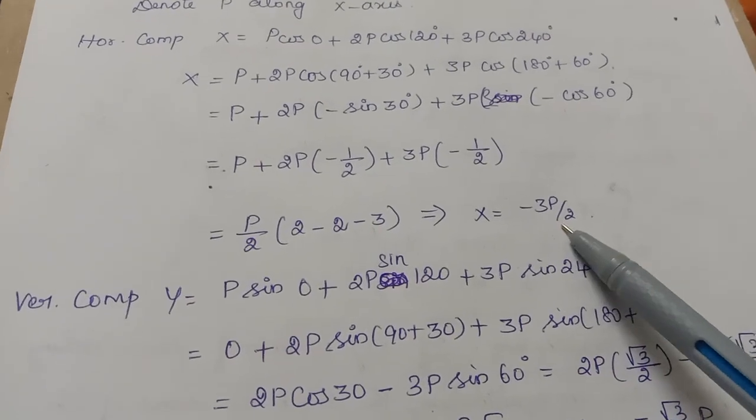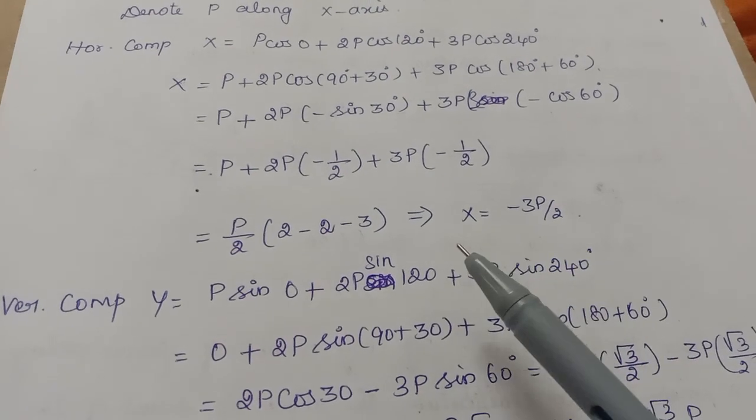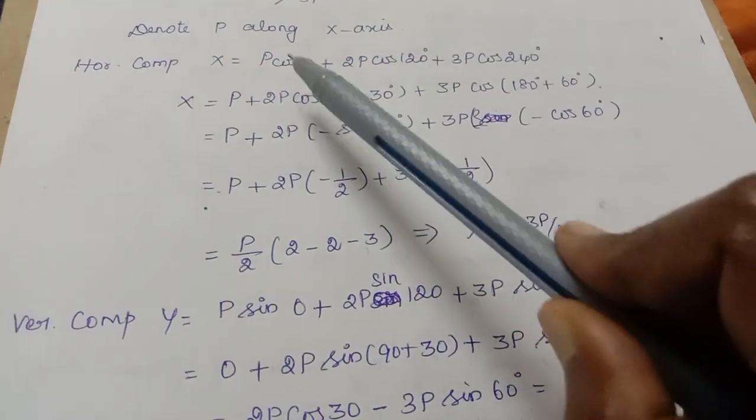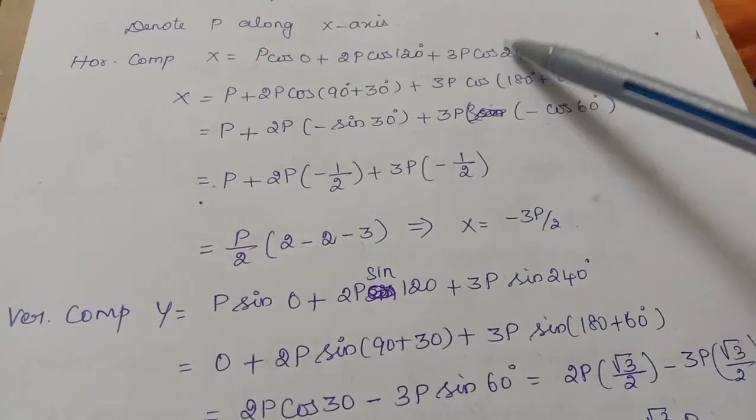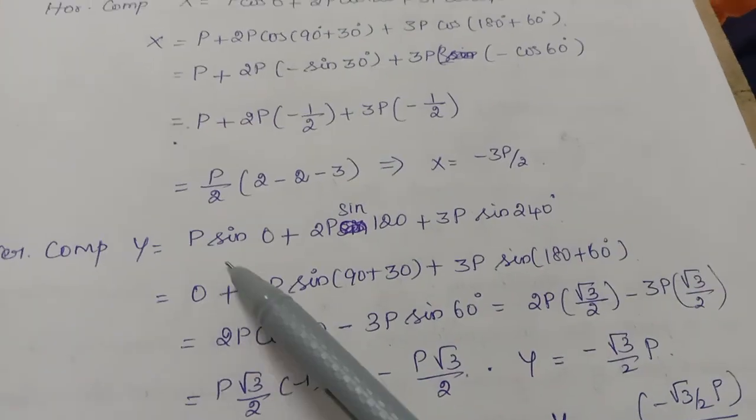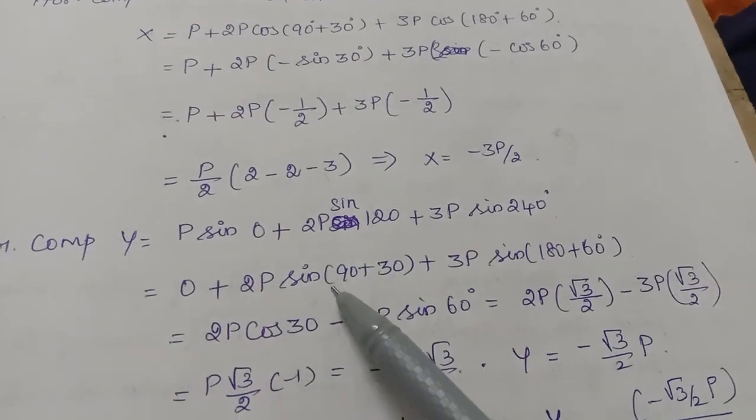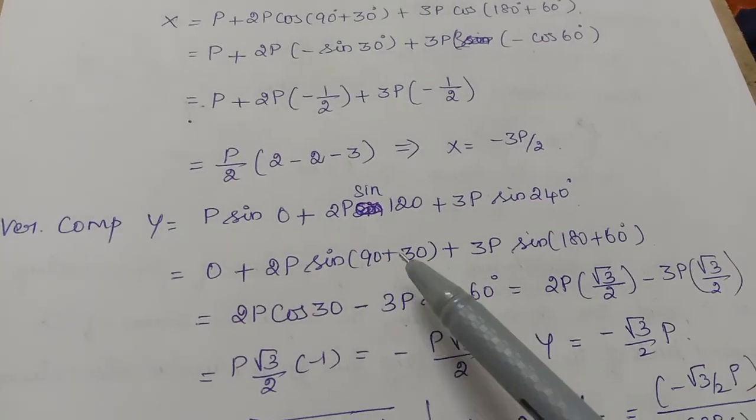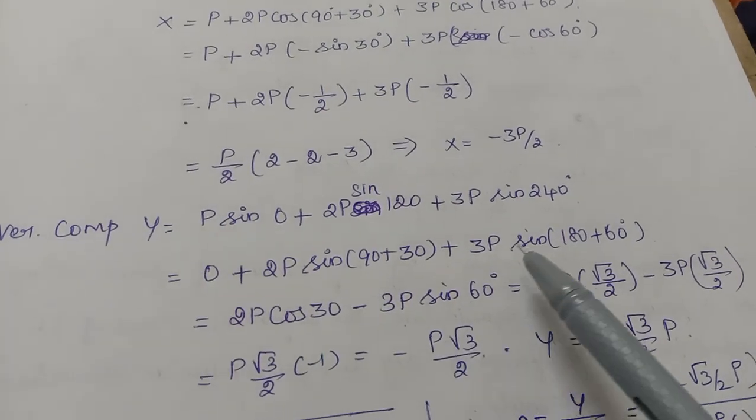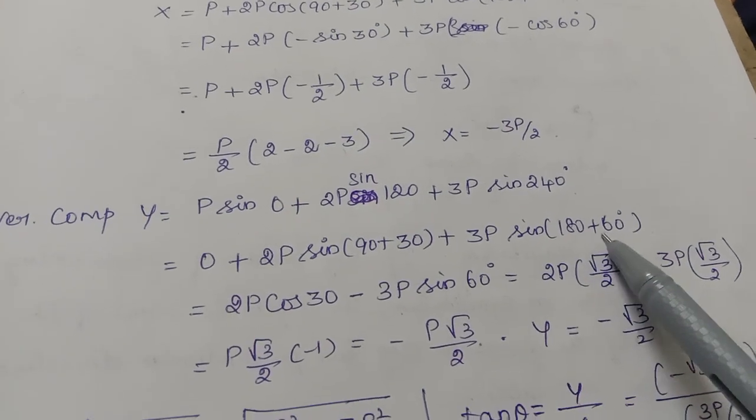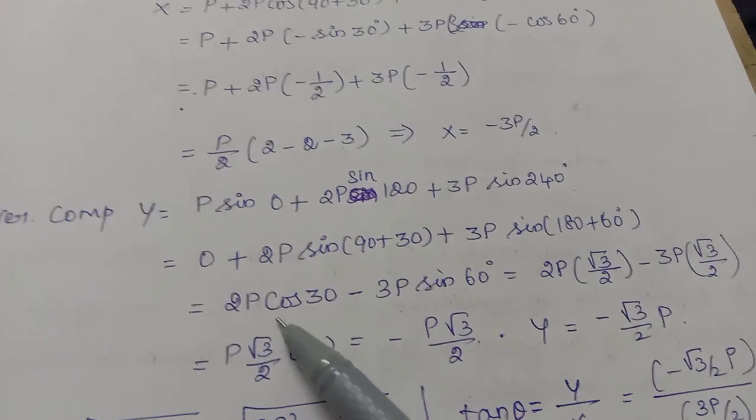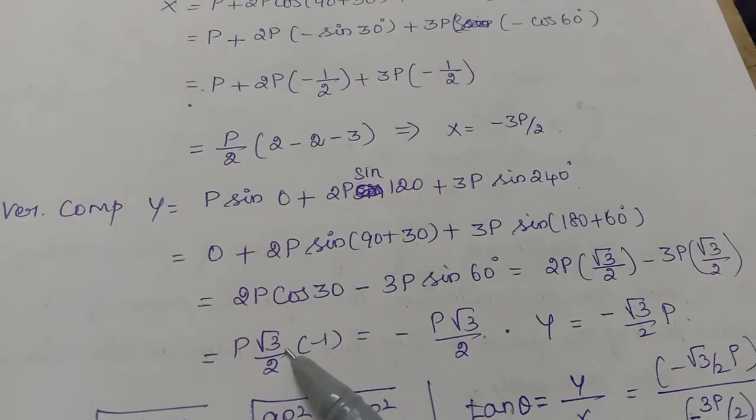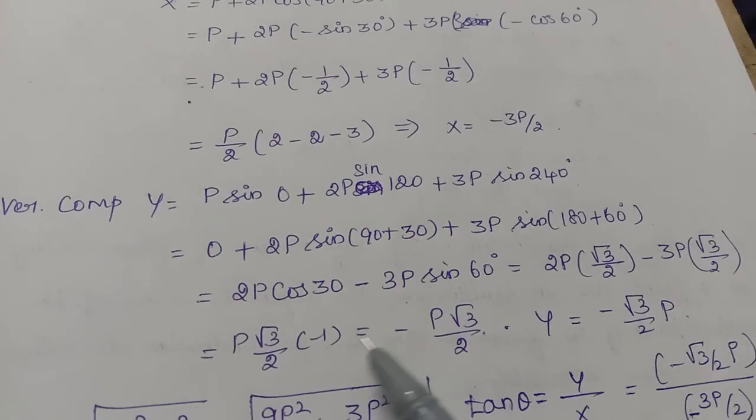Okay, next let us find the vertical component. For finding the vertical component, simply whatever you have here, replace all cos by sin. That's all. So P sin 0 plus 2P sin 120 plus 3P sin 240. Sin 0 is 0. So 2P sin of 90 plus 30 plus 3P sin of 180 plus 60. Sin of 90 plus theta is cos theta, so 2P cos 30, and sin of 180 plus theta is minus sin theta, so minus 3P sin 60. So this is 2P into root 3 by 2 minus 3P into root 3 by 2. If you take P root 3 by 2 outside, it will be 2 minus 3, which is minus 1.